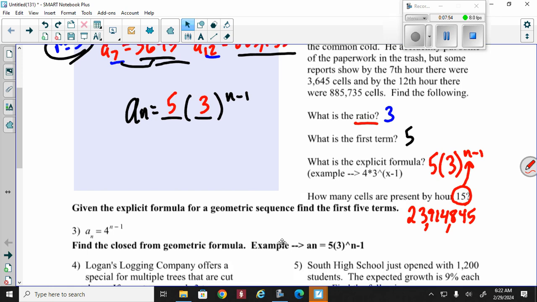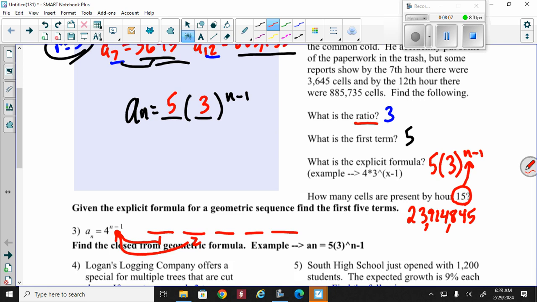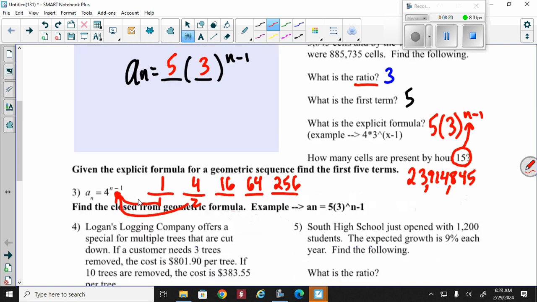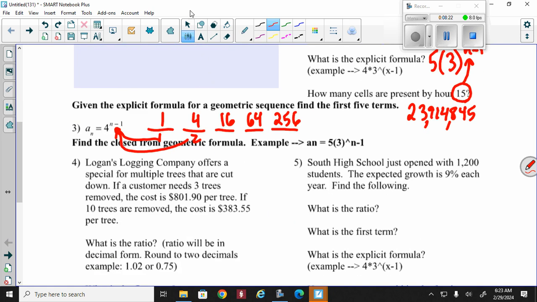All right. Okay. Question number 3. Find the first 5 terms. Again, we've done this several times. You want to find the first term, just take 1, plug it in there, and you'll get your answer. And then you take 2, plug it in there, get your answer. So my first one's going to be 1, 4, 16, 64, and 64 times 4 is 256. There you go.